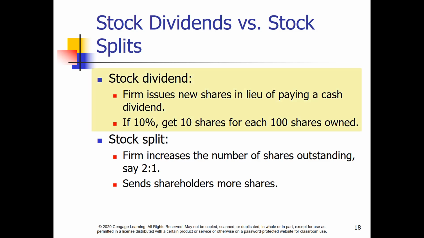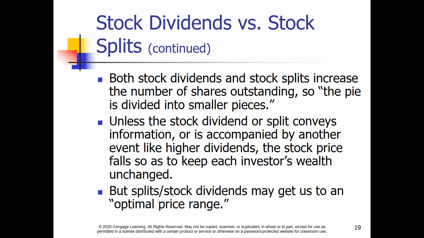They can pay a stock dividend, which increases the number of shares outstanding without changing the equity position of any shareholder. Or they could announce a stock split, again increasing the number of shares outstanding without changing a shareholder's equity. Both stock dividends and stock splits increase the number of shares. Assuming no news announcement accompanying either action, the stock price falls to keep each investor's wealth unchanged.